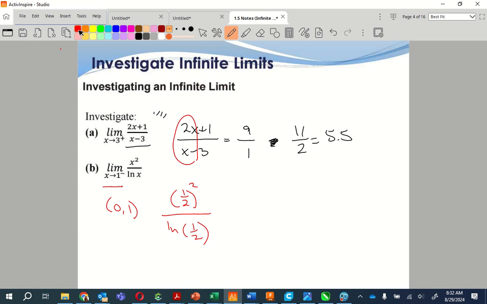Anyone recall the rules for those? If it's a fraction inside, what can I do with it? Can I separate the fractions? Yes. ln 1 minus ln 2. So on top I get 1 over 4, over ln 1 minus ln 2. Okay, ln 1 is 0, so I end up with a negative ln 2.